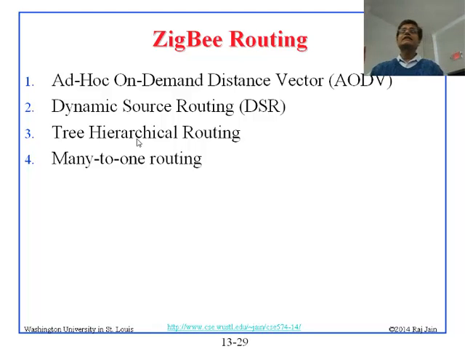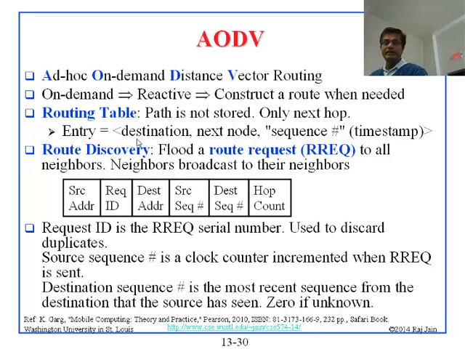There are RFCs on these. These are quite standard things to do. And so we will talk about them, and then there's tree-hierarchical routing and many-to-one routing, which is required in the sensor networks. So AODV. AODV stands for ad hoc, on-demand, distance vector routing.